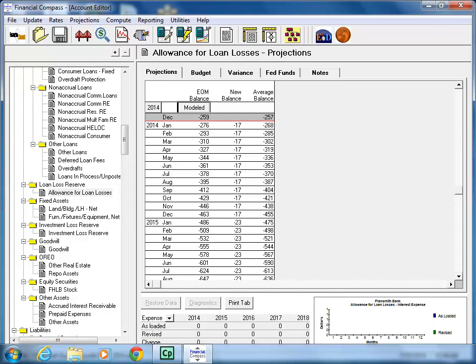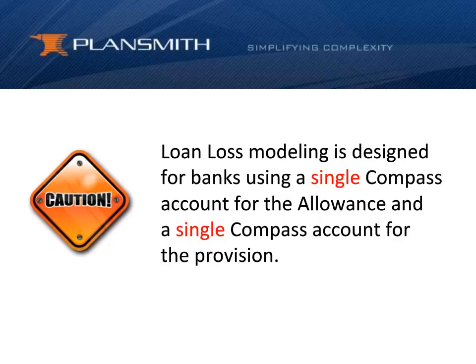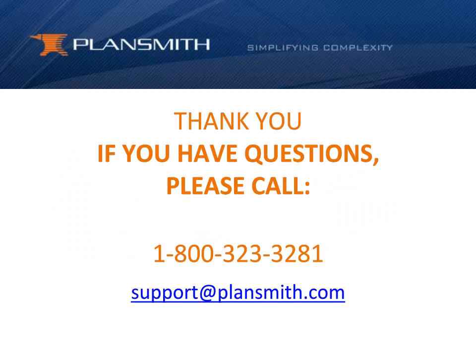Now, before we conclude, though, just let me point out one important limitation that will impact a few of our client banks. Loan loss modeling is currently designed to work with a single allowance account and a single provision account. If your bank separates either of these accounts into subaccounts, the loan loss modeling will produce erroneous results and is not recommended. Well, that concludes our session on the allowance for loan loss modeling and Financial Compass.